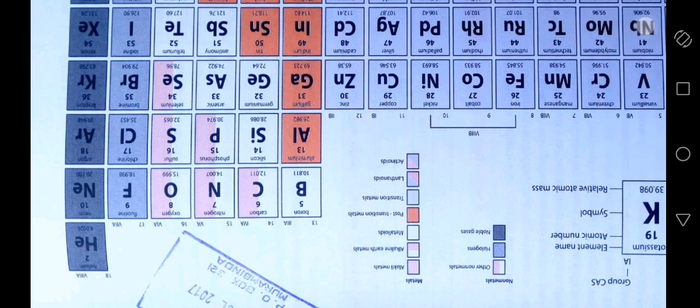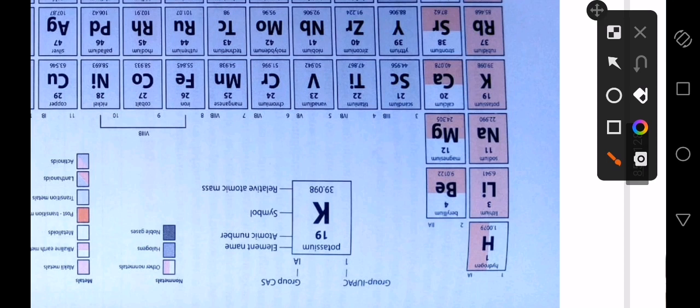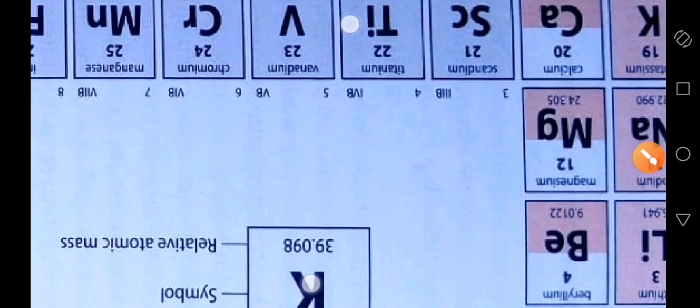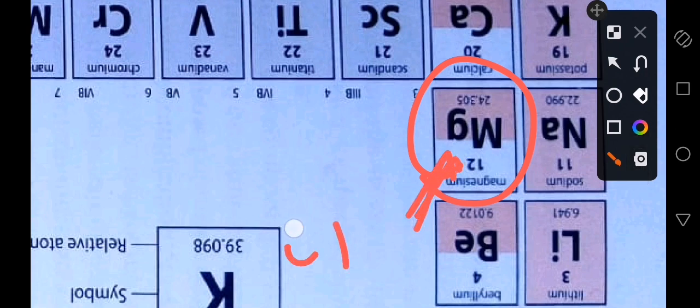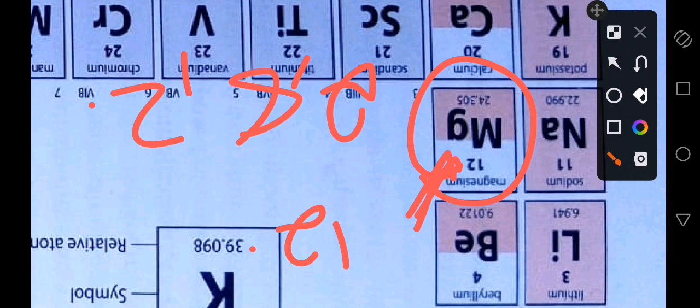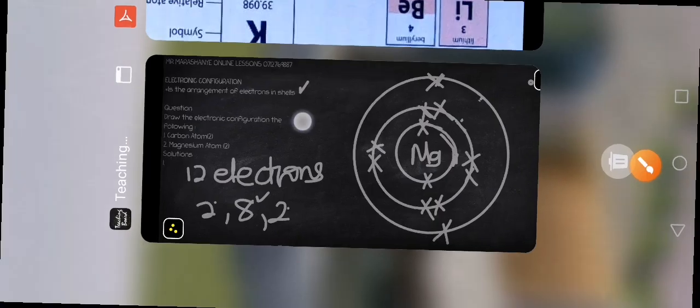Then let us check magnesium. This is the periodic table. As you can see, this is magnesium. Magnesium has 12 electrons. From 12 we remove 2 first and are left with 10, then we remove 8 for the second shell and are left with 2. That's why we put 2 first, then 8, then 2. That's how we draw electronic configuration for these atoms, okay?